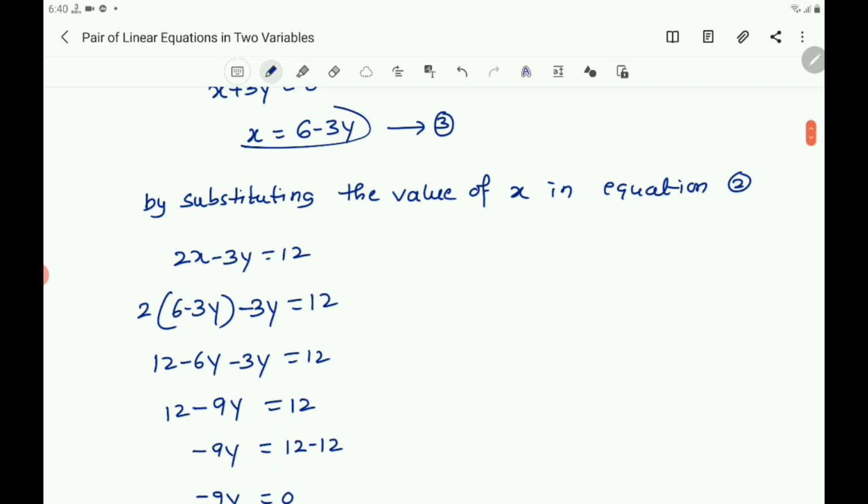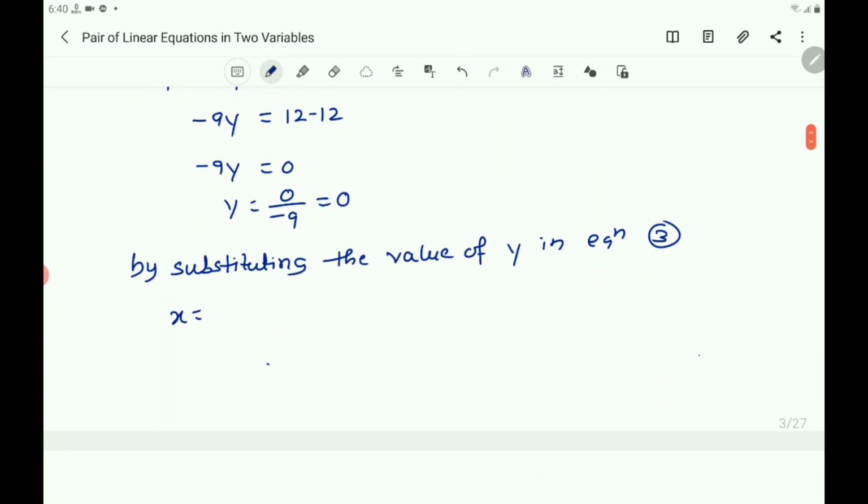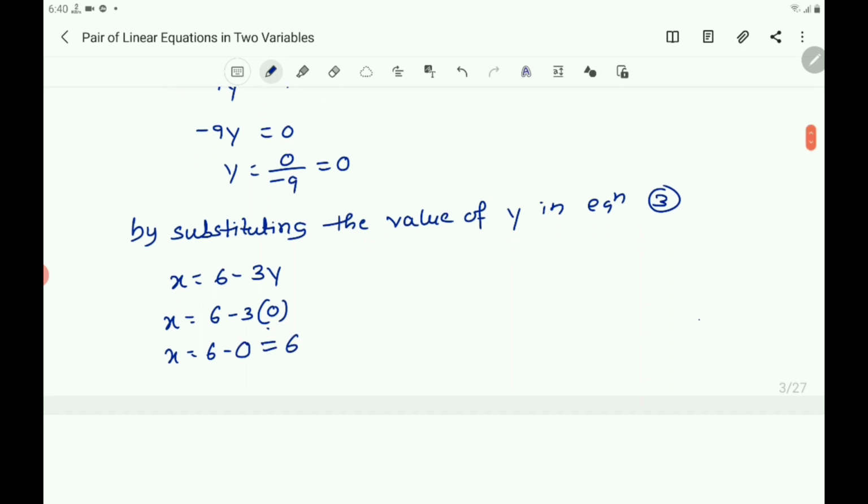X equals 6 minus 3y, you write. X equals, what? 6 minus 3y. That is x equals 6, you write 6 only, minus 3. What is the value of y? It is 0. So 3y means 3 into y, 3 into 0. Then x equals 6 minus 3 into 0 is 0. So you got x equals 6. Therefore, x equals 6, y equals 0.